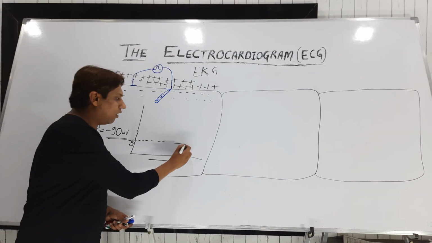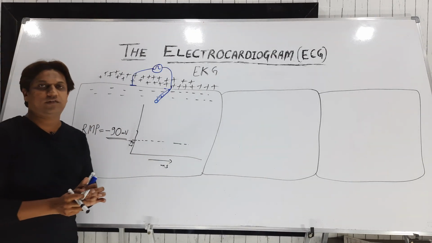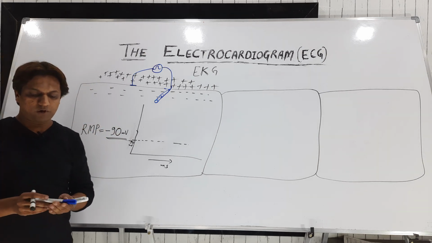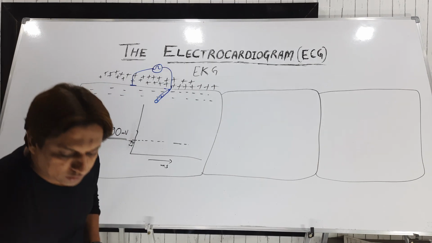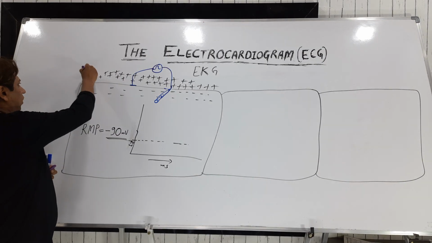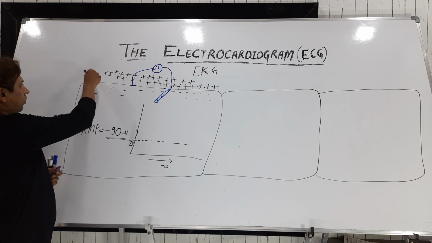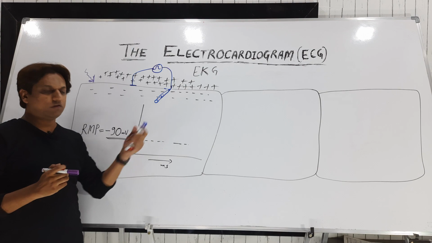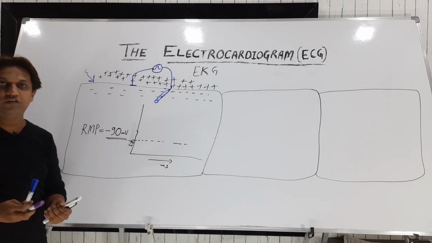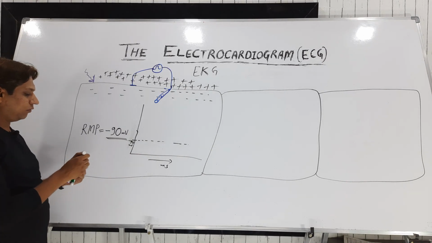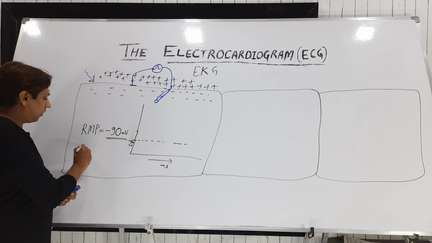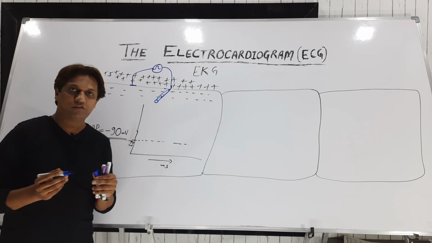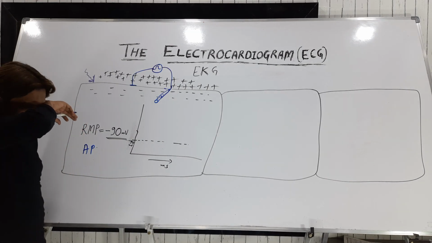Now if the cells are stimulated, say with an electrical stimulation or any other stimulation, what happens to the electrical activity of the cardiac muscle cells? An action potential is generated. The second important term you are supposed to know is action potential. Now we are going to discuss the action potential in relation to the electrophysiology of the heart.